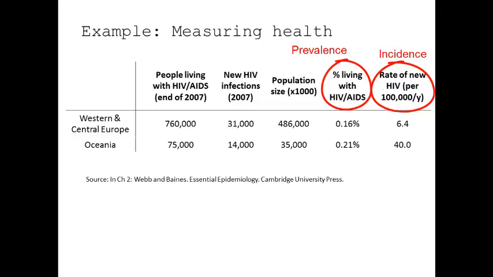And you can see that the prevalence of HIV/AIDS is fairly similar in Western and Central Europe versus Oceania, relative to the incidence of disease in these two populations. The incidence is far higher in Oceania, and we'll come back to this in a minute.